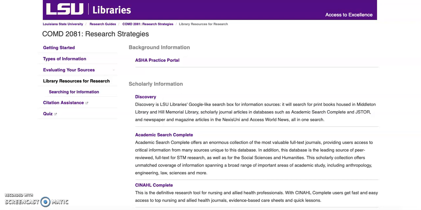So what I'm going to do today is go through how to develop that search strategy, how to identify a good article for my topic, and go through that article and pick apart some of the pieces. So we're starting here on your COMD 2081 Research Strategies Guide. I'm here on the Library Resources for Research tab, and like we did in the last class, I'm going to start with Academic Search Complete.